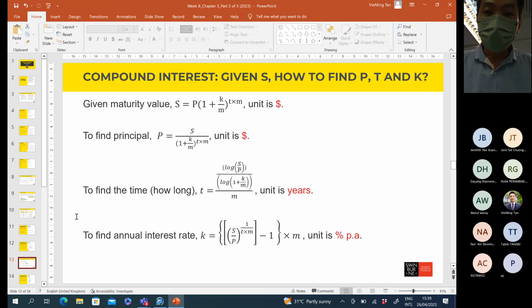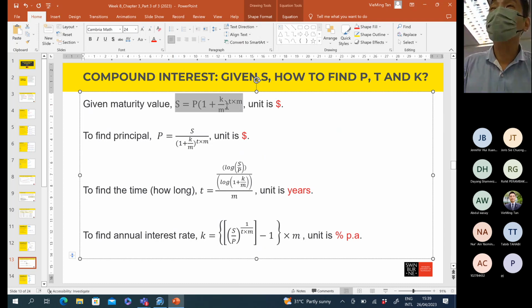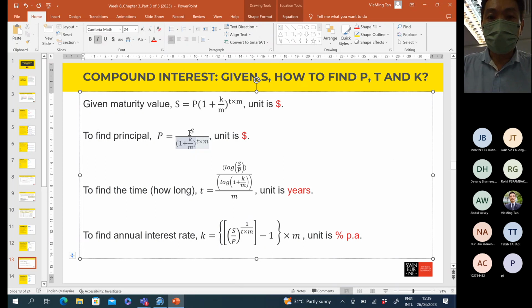Based on the formula we learned this afternoon, the compound interest formula for future value, if we transpose, that means P is equal to S divided by this whole thing. The unit of measurement for P is always in dollars. The final answer for P must be in dollar sign.